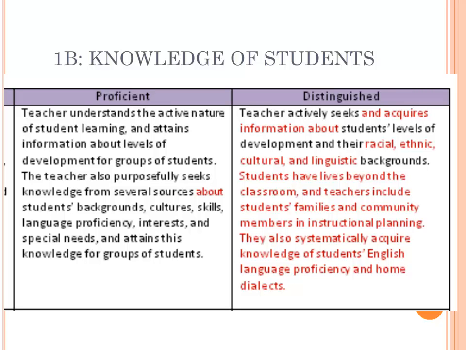To receive a Level 4 rating in Component 1B, a teacher must actively seek and acquire information about all their students. The teacher is systemic in gathering knowledge. For example, student interest inventory, conferencing with parents, and a class profile sheet, just to name a few. The revisions make the language more explicit within the rubric.